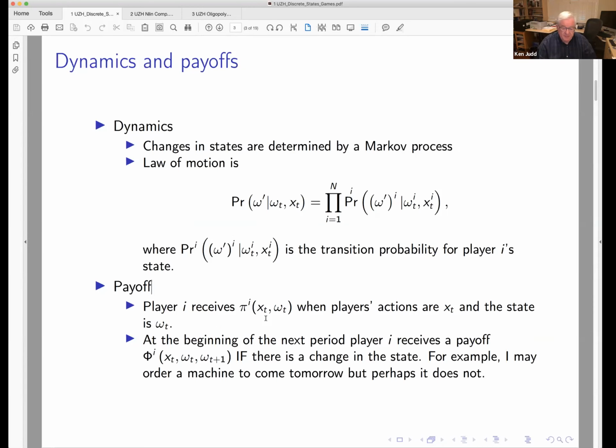Now, the state of the game. For specificity, one could think of the state as being how many machines you have in your factory. And so there's some firms, and each firm has maybe, or how many factories, let's say, like Chrysler has many car factories, General Motors has many car factories. So basically how many factories you have.